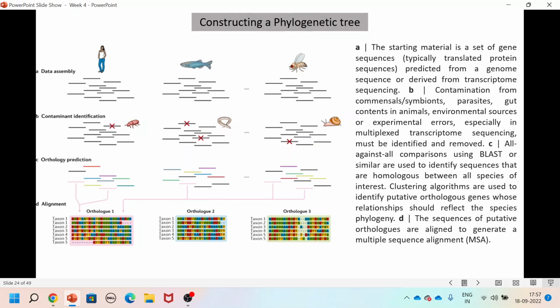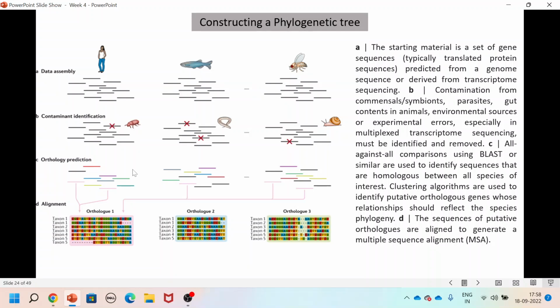So basically, constructing a phylogenetic tree involves these steps, which I have already mentioned. Firstly, we will assemble the data from various species. We will first identify the contaminants. The contaminants may be, for example, in our system, gut microbes which are present, many other commensals, various symbionts, various parasites, or there might be some experimental errors that happened during the data assembling. So we will first identify the contaminants and remove them.